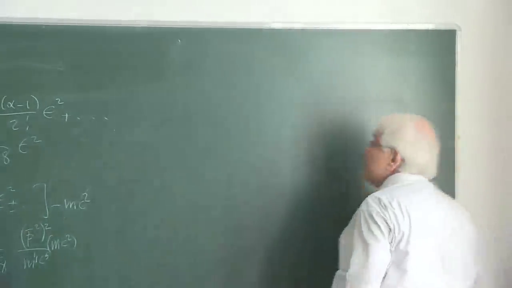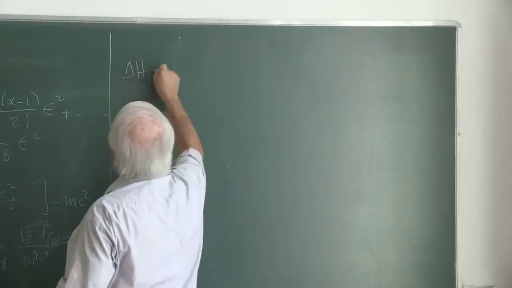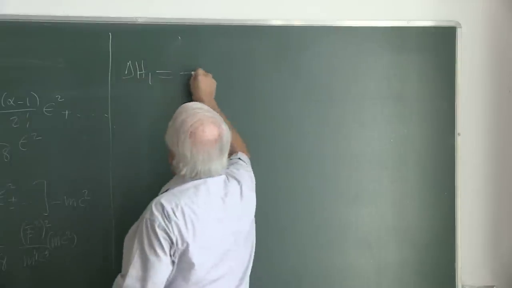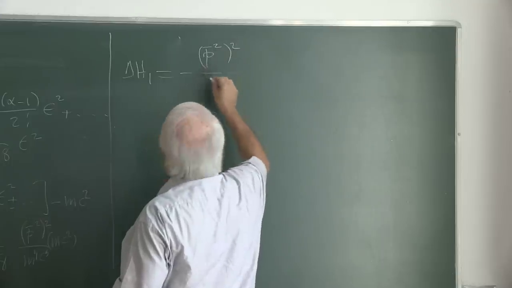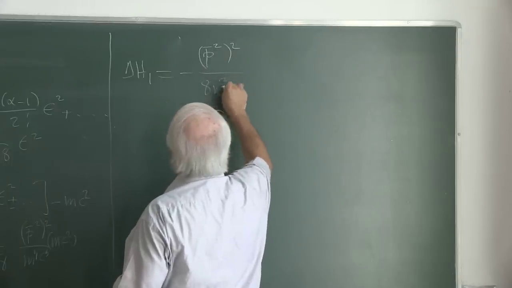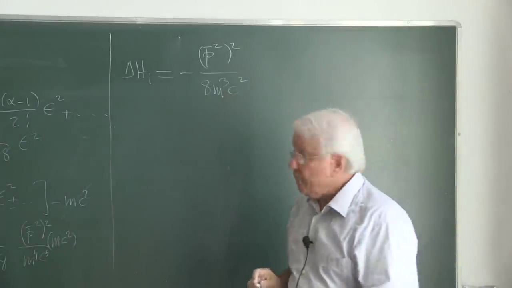So the new term that I have to add to H0, let's call it delta H1, is minus P squared squared divided by 8 M cubed C squared. Okay.